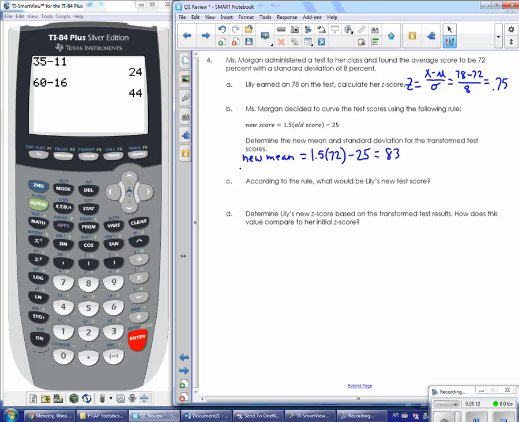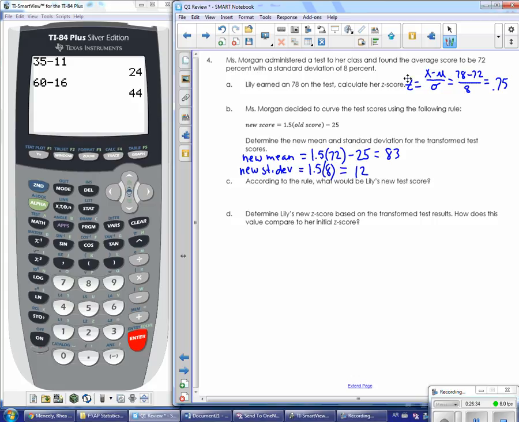The new standard deviation, however, I need to be careful. I'm still going to go ahead and multiply by 1.5, but subtracting the 25 from all the scores is not going to change how far apart they are. So I'm not going to subtract 25 when I'm computing the new standard deviation. The new standard deviation is just going to be 12.